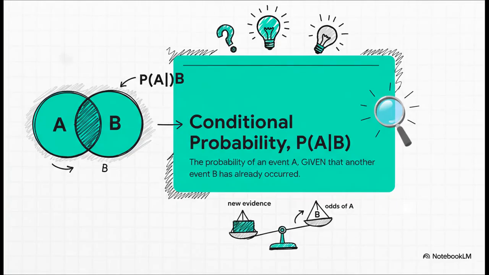So, what the heck is conditional probability? Well, you'll see it written as P(A|B), which you just read as the probability of A given B. It's basically a formal way of asking, how does knowing that B happened change the odds of A happening? It is all about how new evidence changes the entire game.